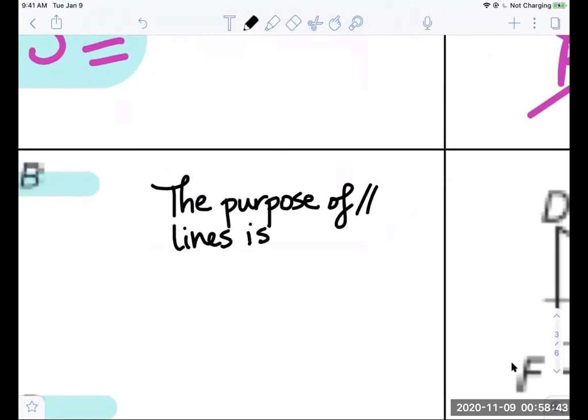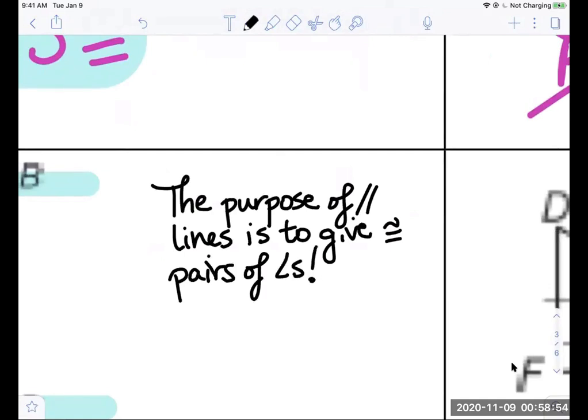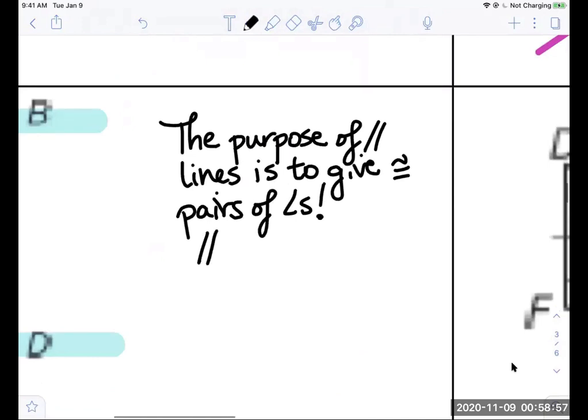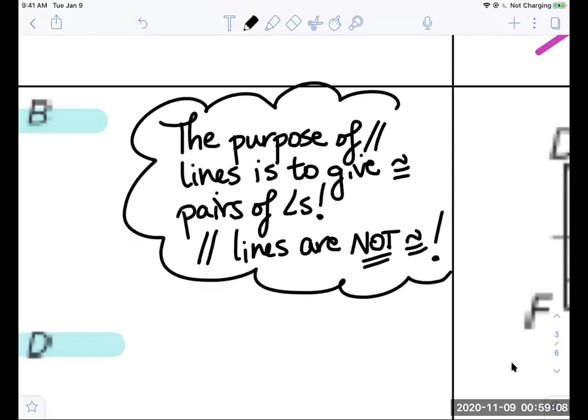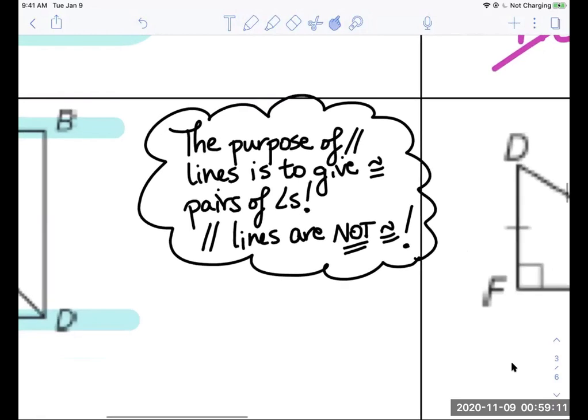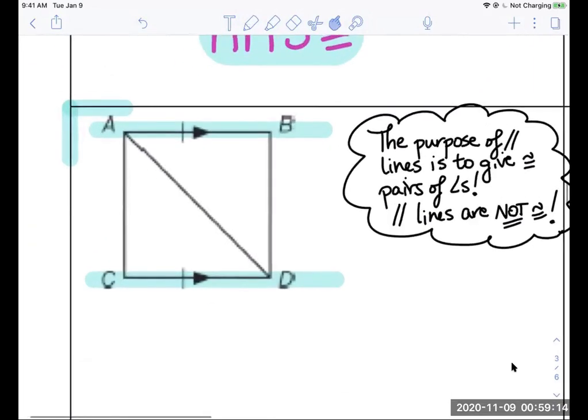The purpose of parallel lines is to give congruent pairs of angles. Parallel lines are not congruent in general. The purpose of them giving you parallel lines is so that you can find some angles, whether they be corresponding or alternate interior or whatever kind of angles they are. The purpose is to give you congruent angles.